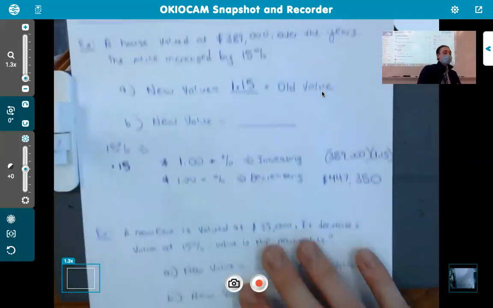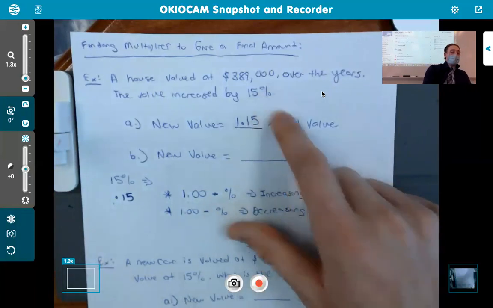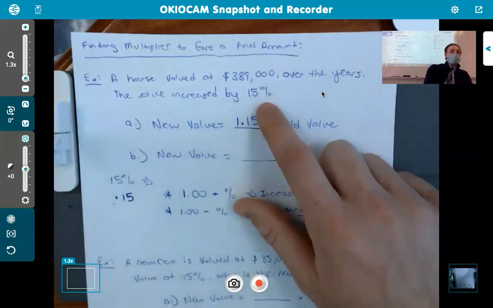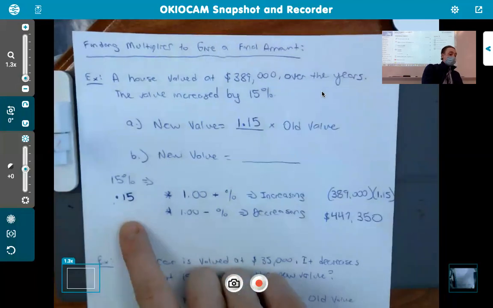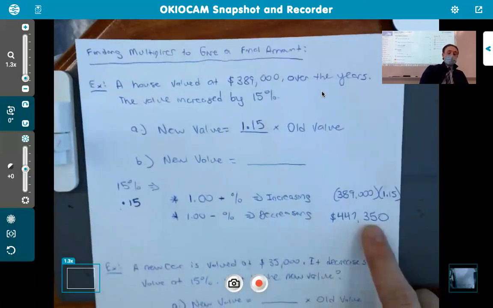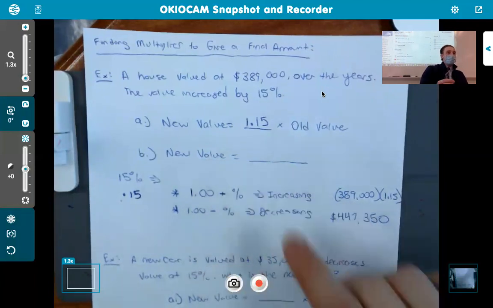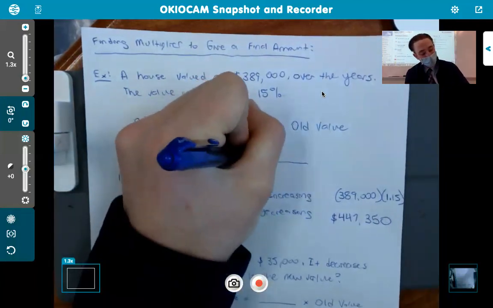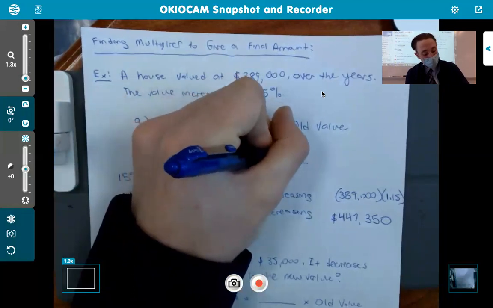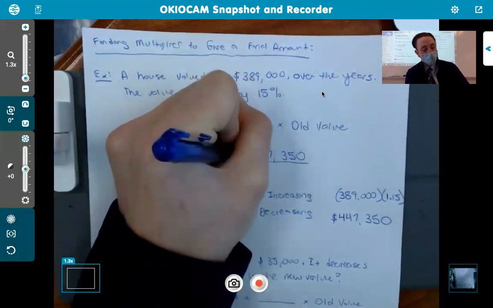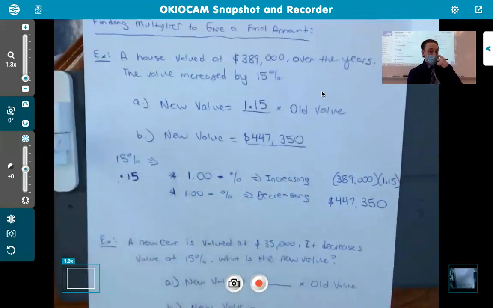So this house that was valued at $389,000 increased by 15%. So we took the decimal, added 1 to it, and multiplied it by the old value. And now we know the new value of that house after it's increased is $447,000. Excuse me, $447,350.